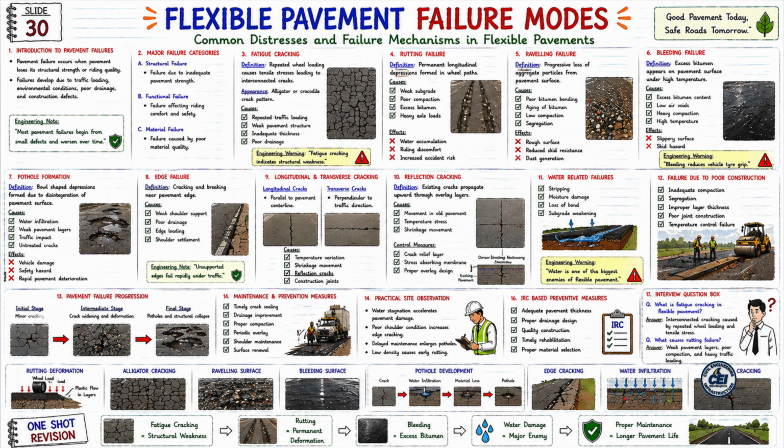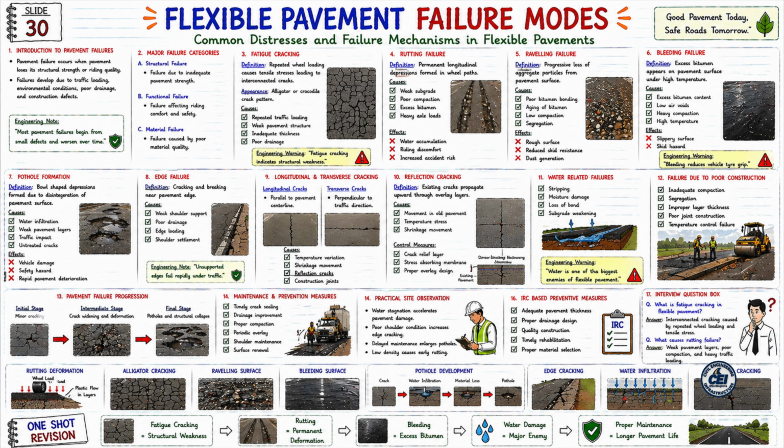Now let us look at the fifth topic. Raveling failure. In raveling, aggregate particles start coming out from the pavement surface. Now look at the causes. Poor bitumen bonding. Aging of bitumen. Low compaction. Segregation. Now see the effects. Rough surface. Reduced skid resistance. Dust generation. And this is the major sign of surface deterioration.